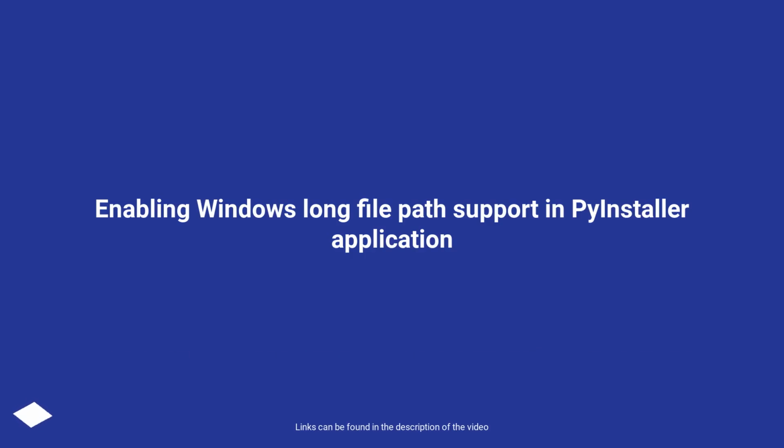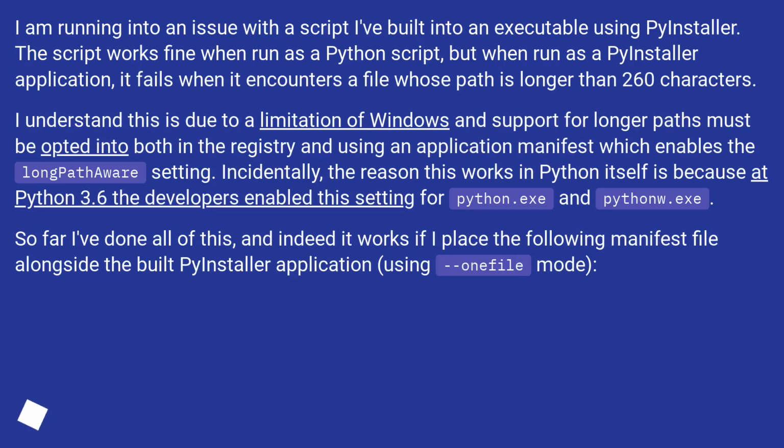Enabling Windows long file path support in a PyInstaller application. I am running into an issue with a script I've built into an executable using PyInstaller. The script works fine when run as a Python script, but when run as a PyInstaller application, it fails when it encounters a file whose path is longer than 260 characters.